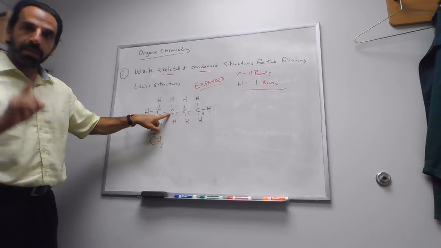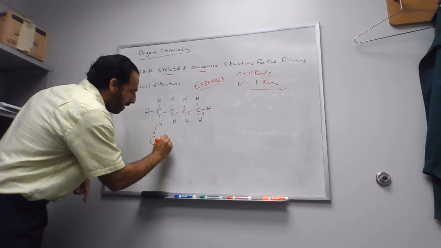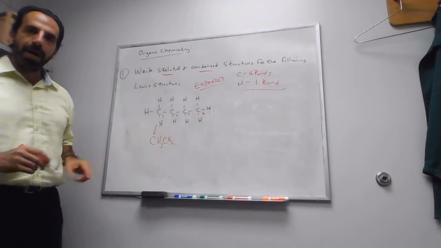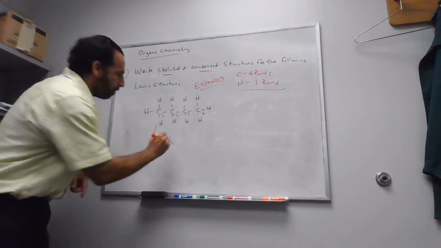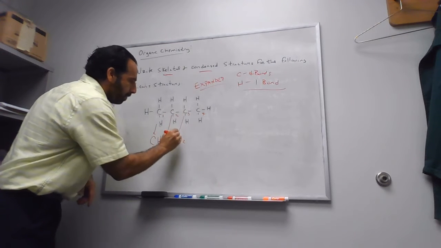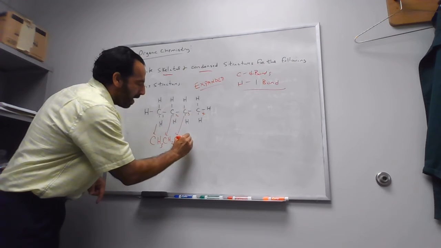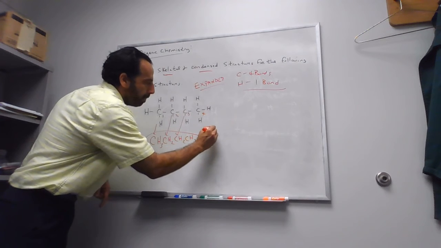Carbon number 2, let's look at it. I have 1, 2 hydrogens, so I'm going to write CH2. And again, what's understood is that this carbon and this carbon are bonded together. That's understood. Carbon number 3, I have 2 hydrogens. I'm going to write CH2. And then carbon number 4 has 3 hydrogens. I'm going to write it CH3. So this right here is the condensed form.